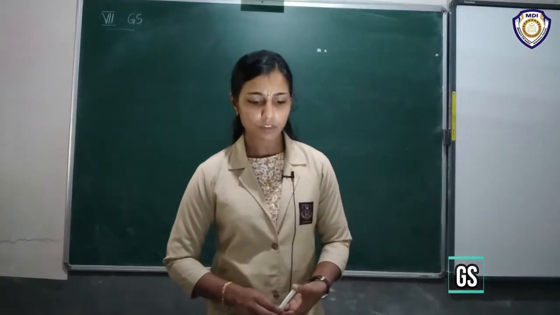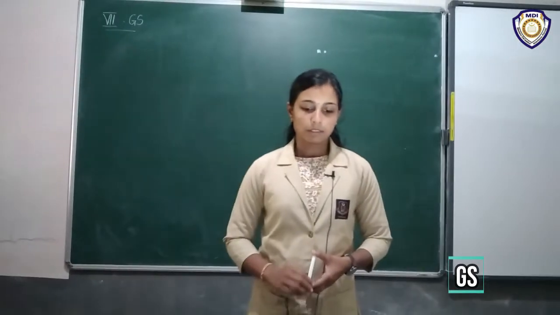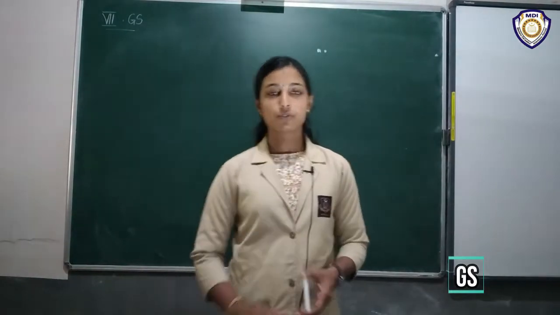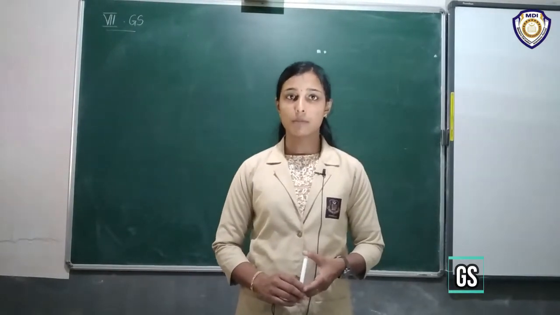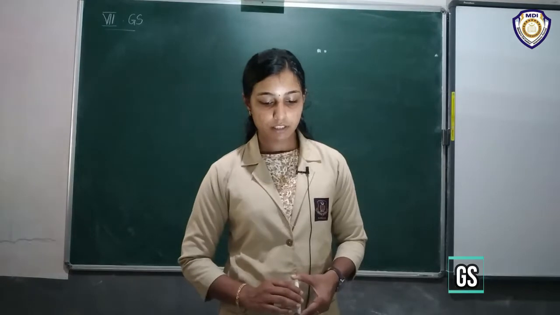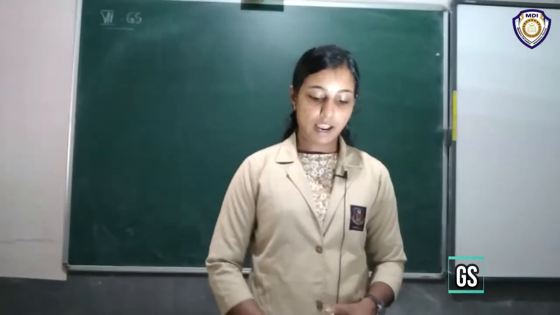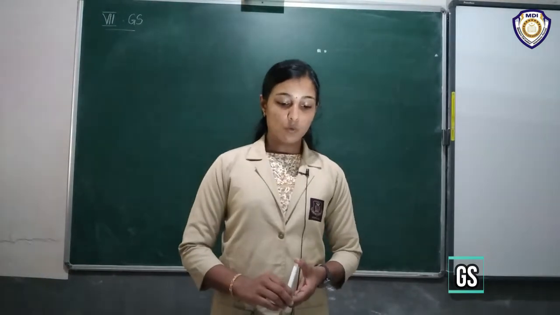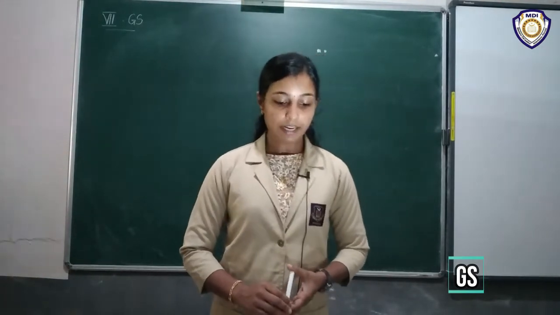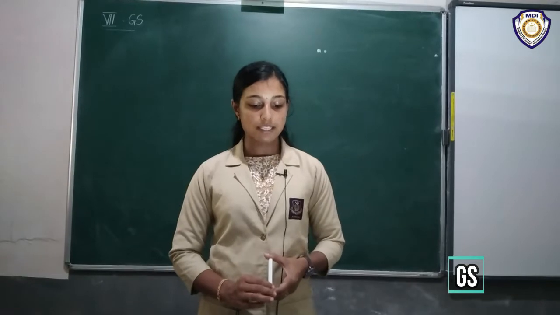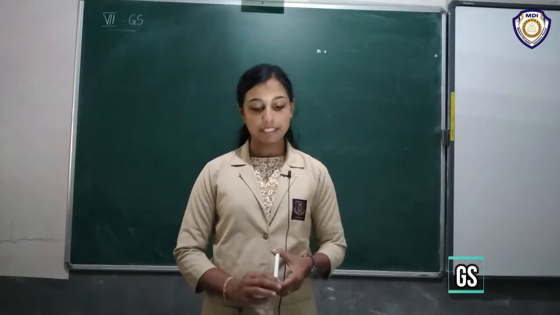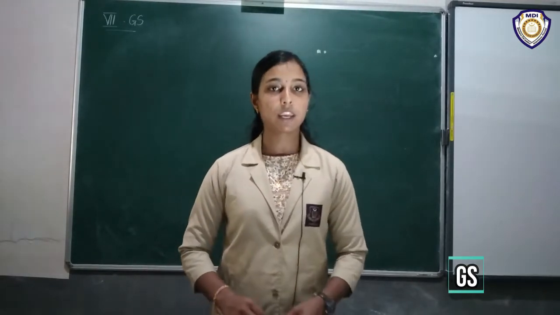Now we have to study the laboratory thermometer. Look at it carefully and note the highest and the lowest temperature it can measure. The range of a laboratory thermometer is generally from minus 10 degrees to 110 degrees.